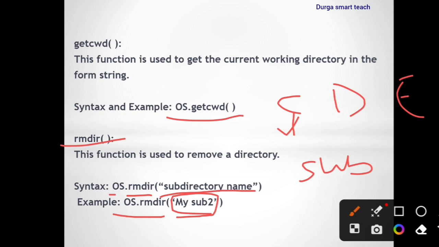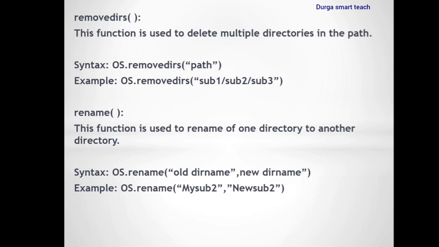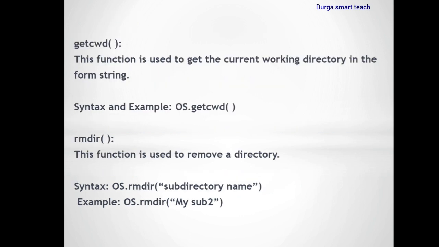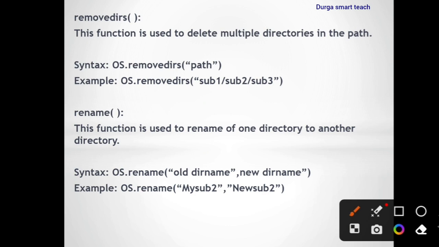That will be deleted, that will be removed from the computer. Okay, the next one is removedirs. rmdir is used to remove only one directory, so if you want to remove multiple directories, then you need to use removedirs, remove directories. The syntax is os.removedirs, and next you need to give the path or directory's name.